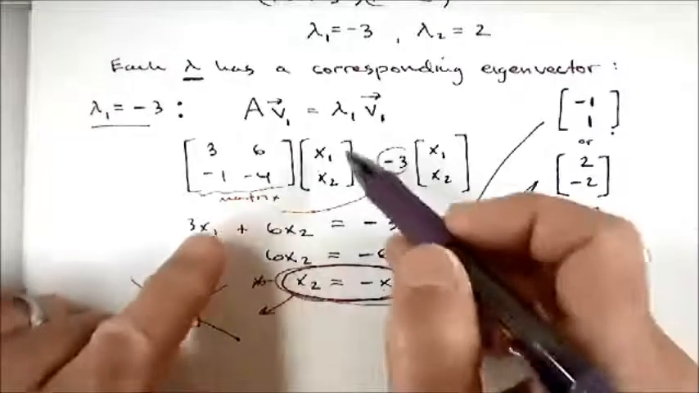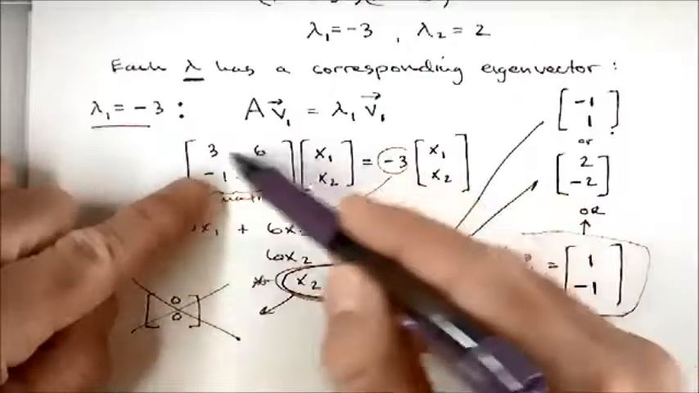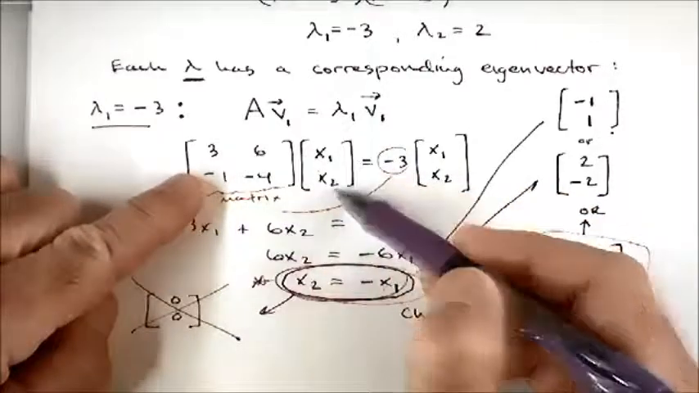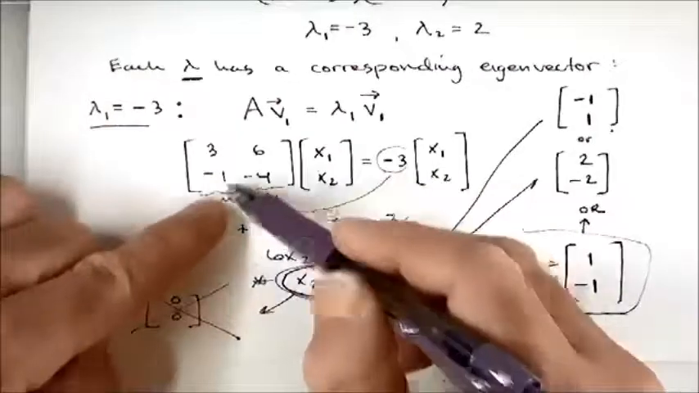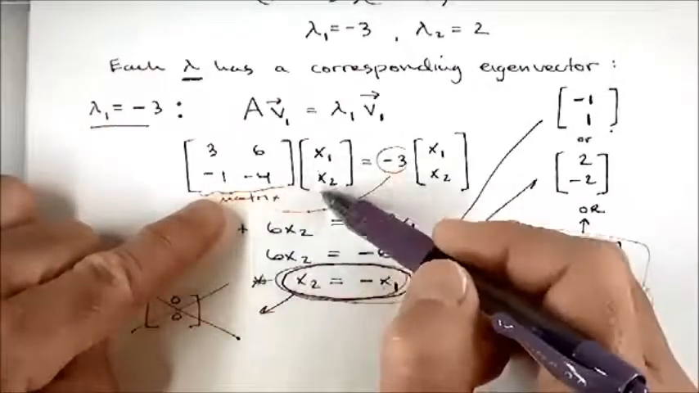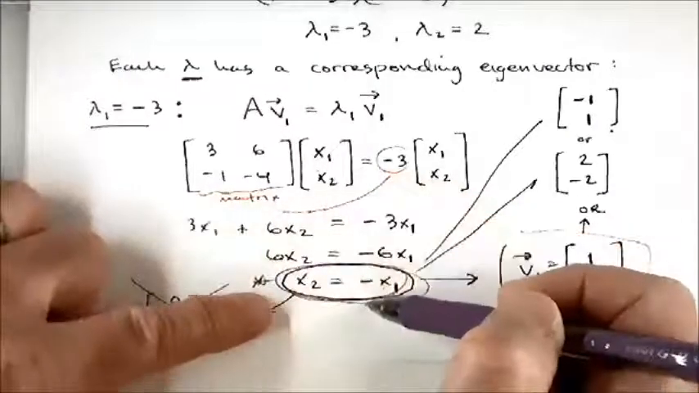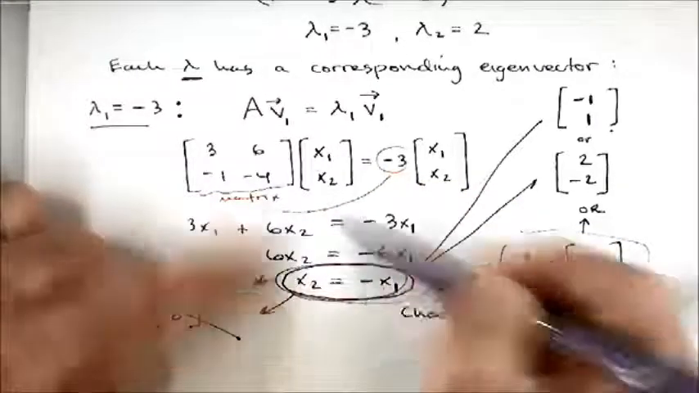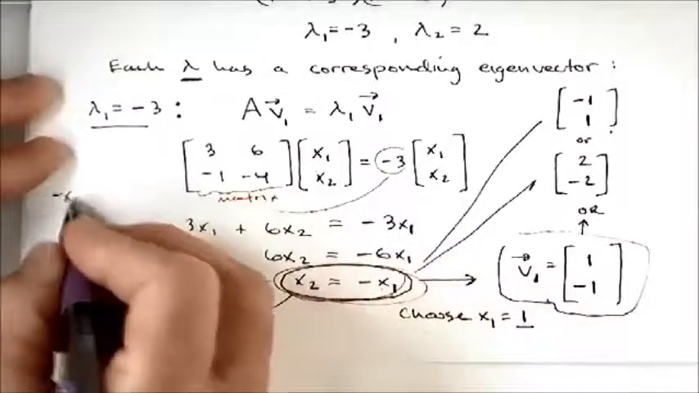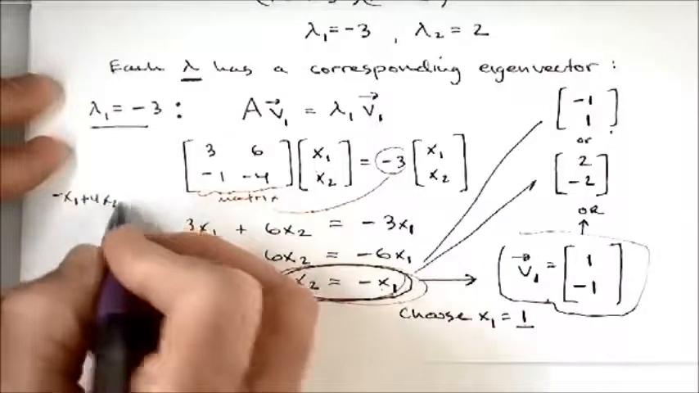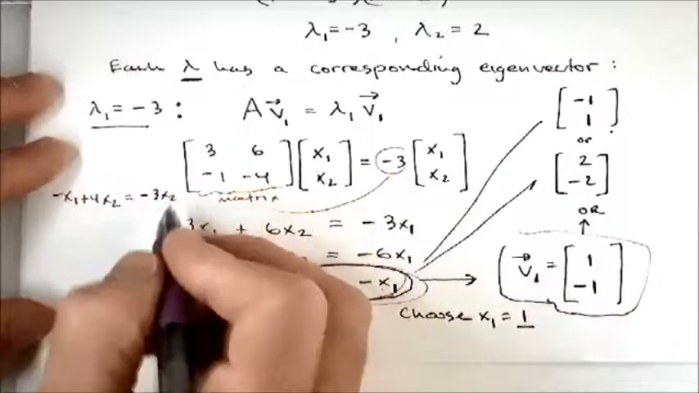One other comment. Did you notice that all I did was write out the first row times the column, set it equal to the top number, and that's all I needed? Notice I never did multiply out the bottom row. What would have happened if I had done that is it would have given me the same information. Check it out. If I'd multiplied the bottom row, I would have had -x1 plus 4x2. That would have equaled the bottom number, -3x2.